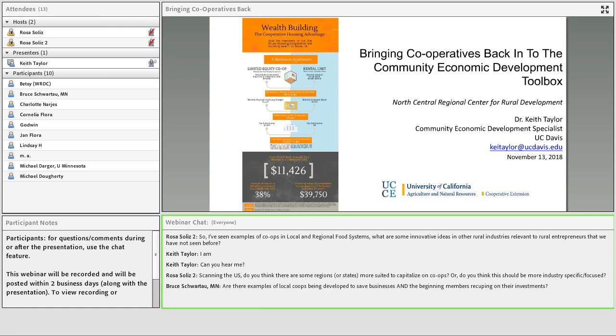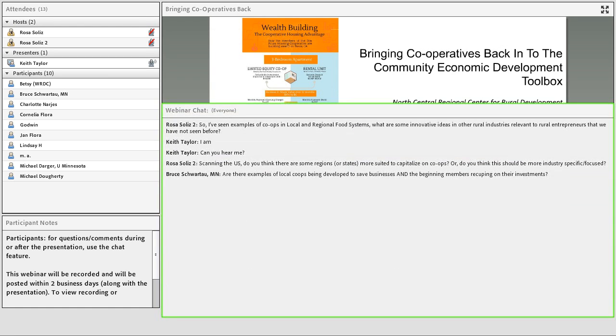Are there examples of local co-ops being developed to save businesses and beginning members recouping their investments? I believe so. Regarding co-ops developed to save businesses, yes, there's no doubt about that. In fact, the Italian model is partially based on that.